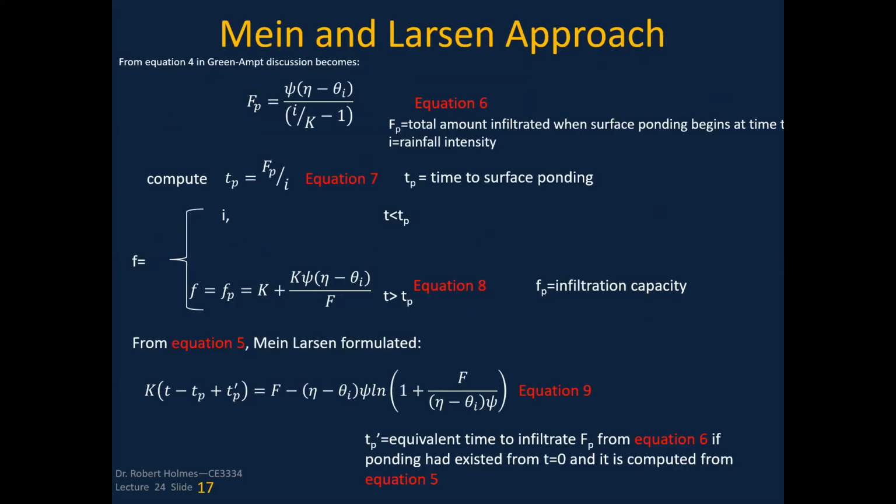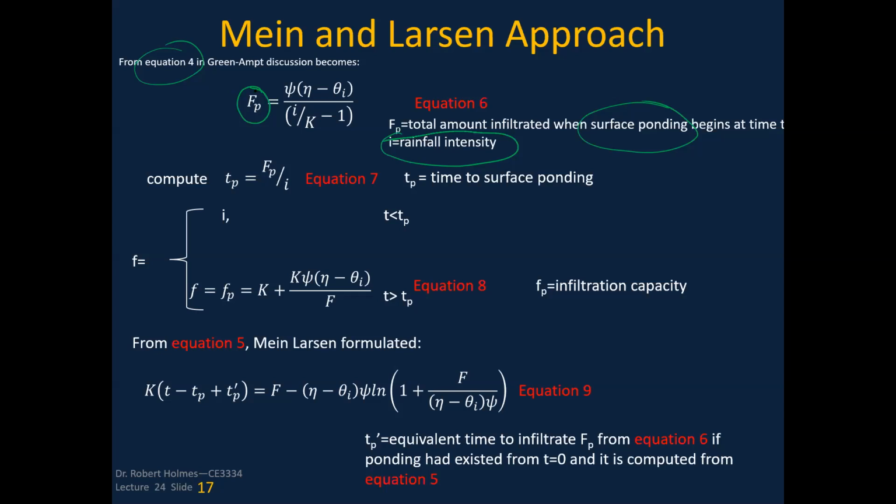So we have to figure out how to deal with that in a practical application. The Meyn-Larsen approach takes equation 4 from the Green-Ampt discussion and essentially says there is going to be some point in time when surface ponding occurs, due to the rainfall intensity. So we're going to work through that and see if that will work, and then look at the timing on that. There's some trial and error, and a little bit of complication. It's not easy to understand exactly how to work these, but I'm hoping that through the steps I give you in the slides, plus the example problems, you'll be able to figure it out. It's one of those things where actually doing it helps, and looking at what the problems and the equations mean helps you reason through this.